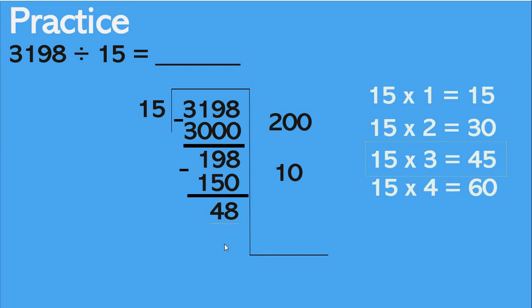So here, we're going to be multiplying 15 times 3, which is 45. We're going to subtract and have 3 left over. Remember, when the number at the bottom here is less than our divisor, we know we're done dividing, and this leftover is our remainder. So 3 is less than 15, so 3 is going to be our remainder, and we can go ahead and add up the numbers to the right. 200 plus 10 plus 3 is 213, and our remainder is 3. 213, remainder 3.